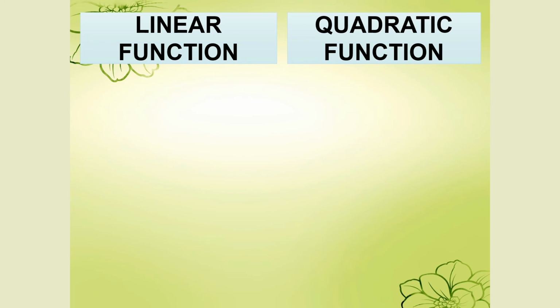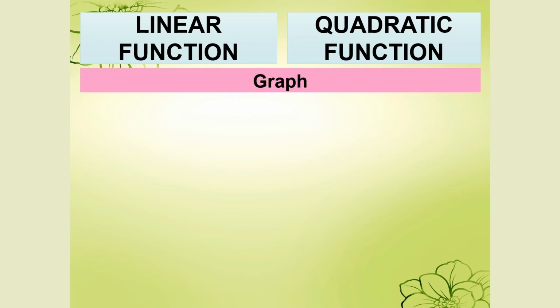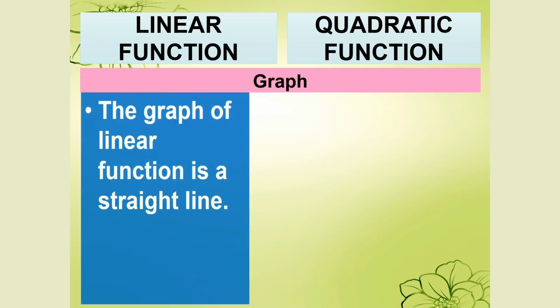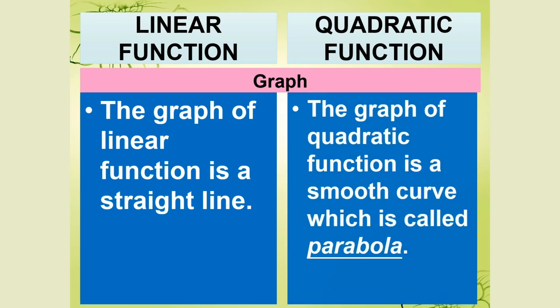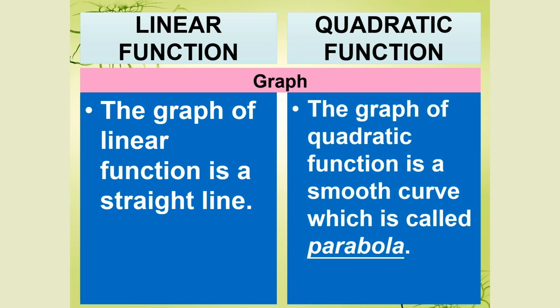Next difference of these two functions is in terms of graph. For the linear function, the graph is a straight line. And you learned this again in grade 8. Next is the quadratic function. The graph is a smooth curve, which is called a parabola. We will discuss this parabola when we get to the graph of quadratic function.